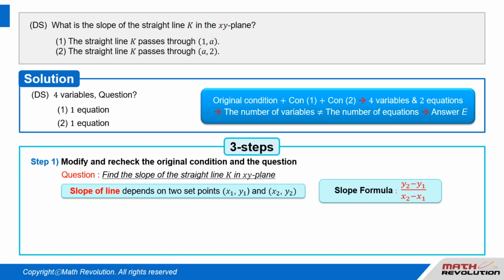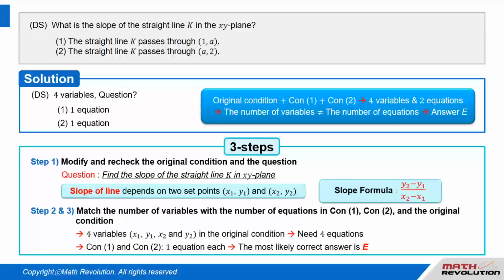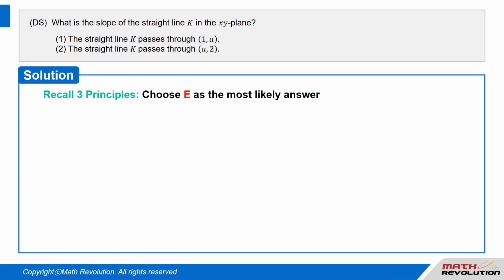Don't be overwhelmed by this question. Trust the method and choose E as the answer because there are 4 variables. Follow the second and the third step. From the original condition, we have 4 variables, x1, y1, x2, and y2. To match the number of variables with the number of equations, we need 4 equations. Since conditions 1 and 2 will provide 1 equation each, E would most likely be the answer. Recall 3 principles and choose E as the most likely answer.